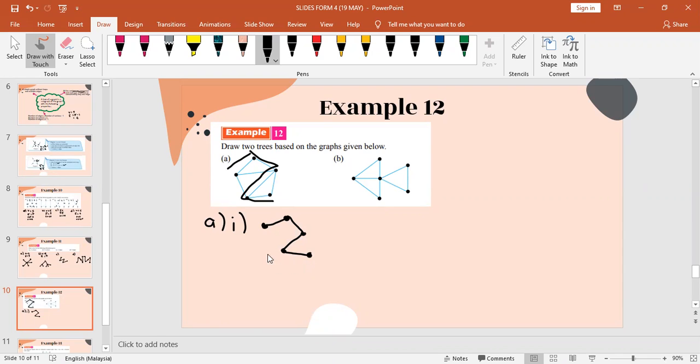If we look at the number of vertices, how many vertices do we have in this graph? 5, right? 5 vertices. And edges we have 1, 2, 3, and 4. 5 vertices and 4 edges. So this is the tree, this is the tree based on A. Then another tree.